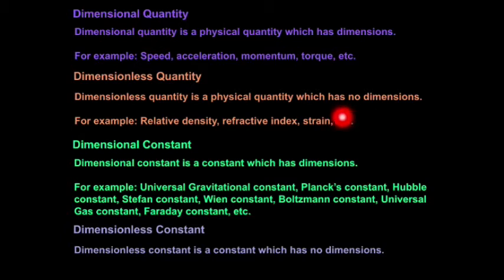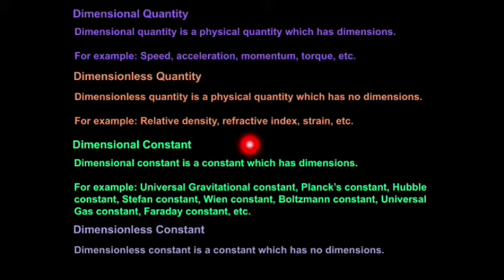This is dimensionless quantity. For example, relative density, refractive index, strain, almost all ratios will be dimensionless quantity because both units will be the same. Automatically they will cancel each other.